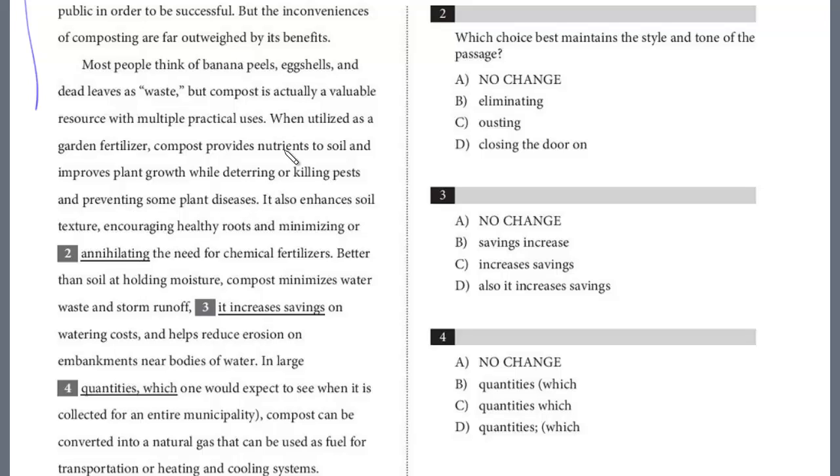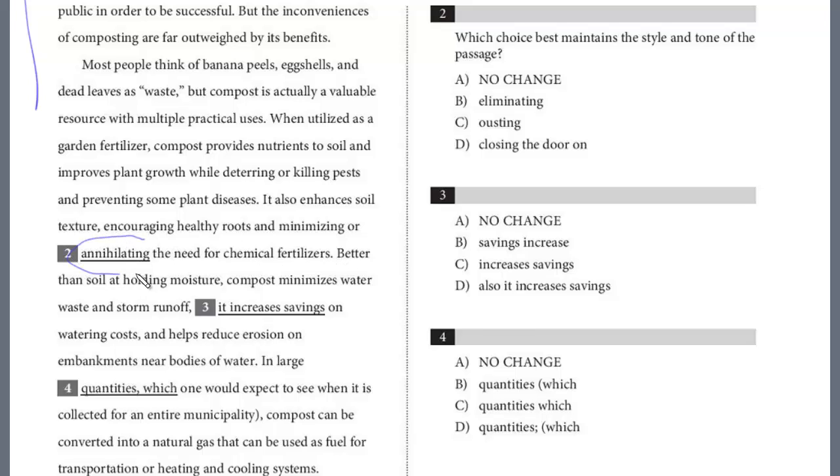And so I read all that. I talked about this new category that was developed and introduced some examples of it. And even though it's inconvenient, it's very helpful because it's utilized as a garden fertilizer and it improves growth while deterring plants. So it just gives you a better idea of this passage. It also enhances soil texture, encouraging healthy roots and minimizing or annihilating the need for chemical fertilizers.